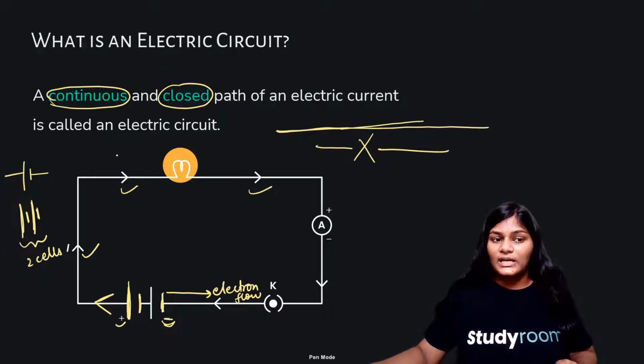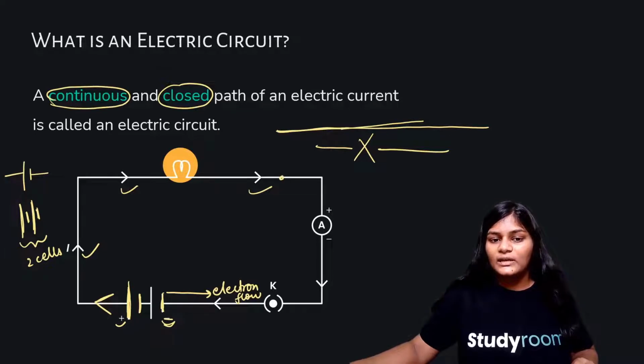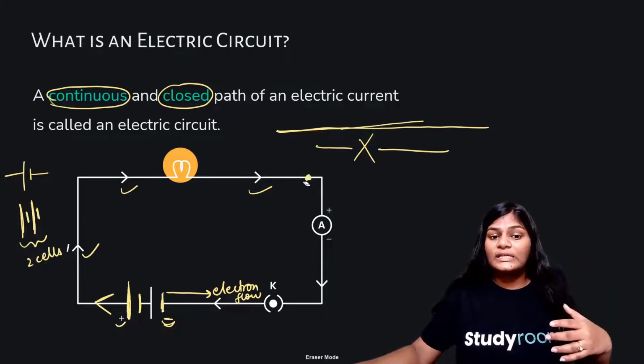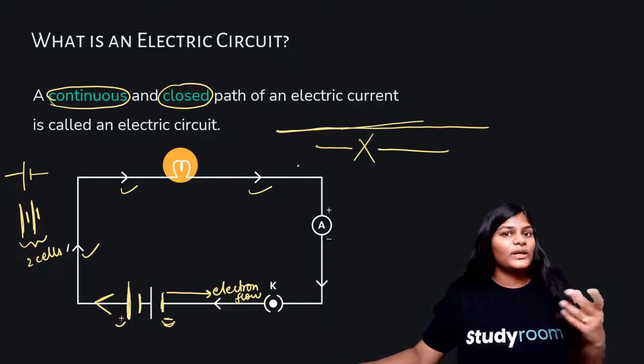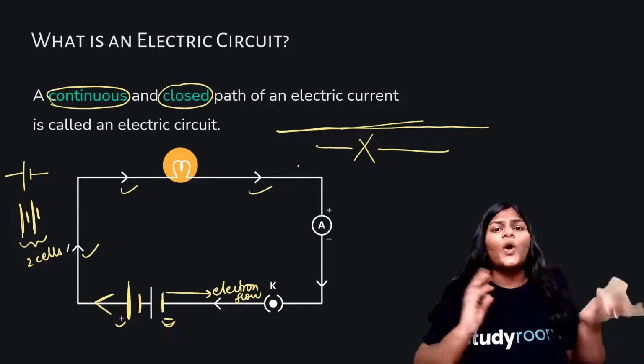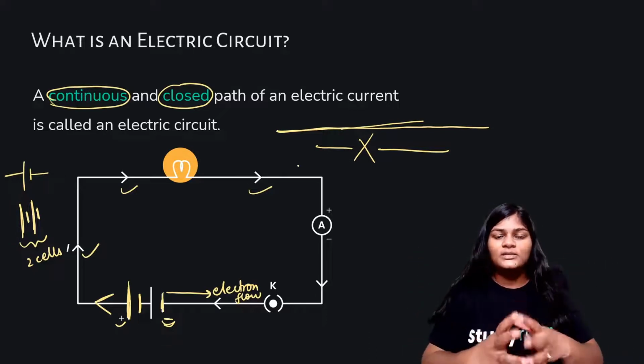So that means continuous, and closed basically means that if there is a switch here, and this switch is removed, the circuit is open. Current cannot flow in an open circuit. Continuous and closed mean almost the same thing, but they're used as two different words to define a circuit more properly.